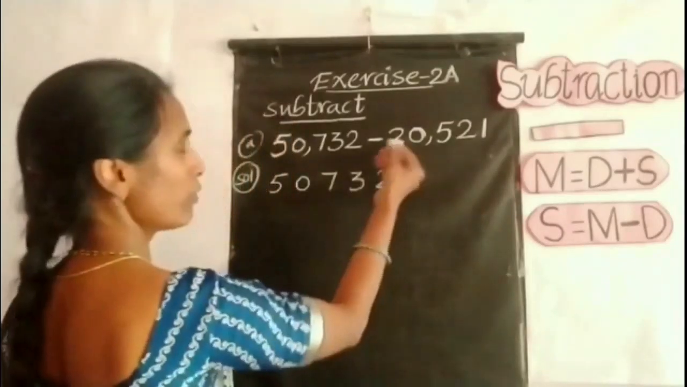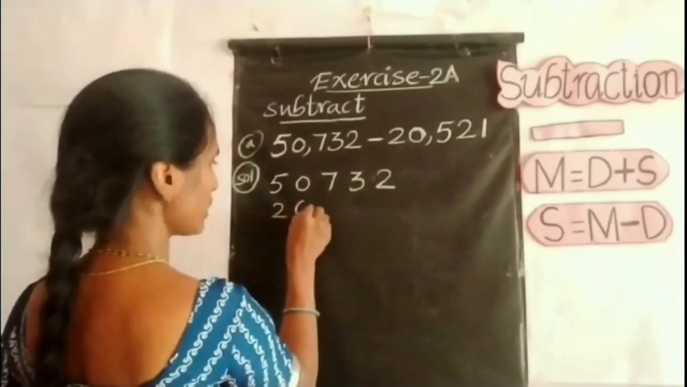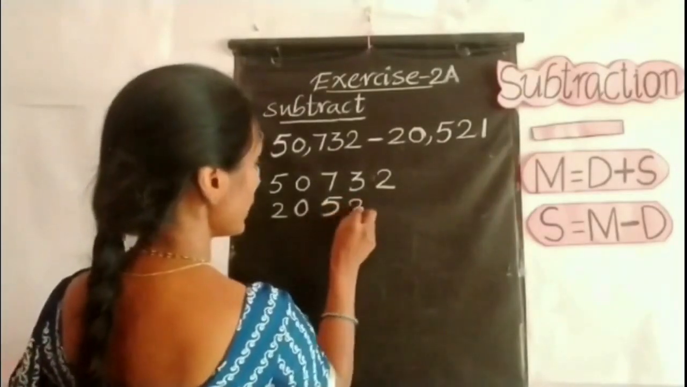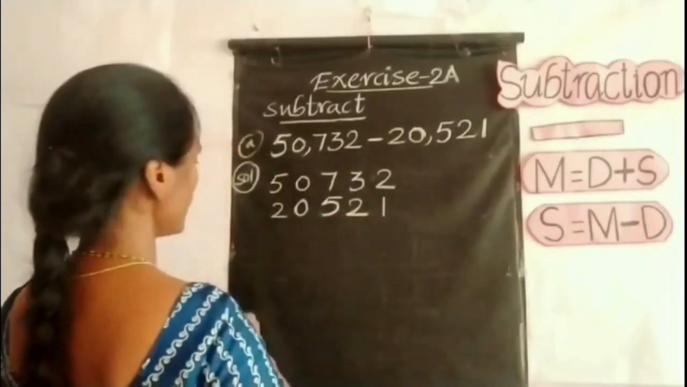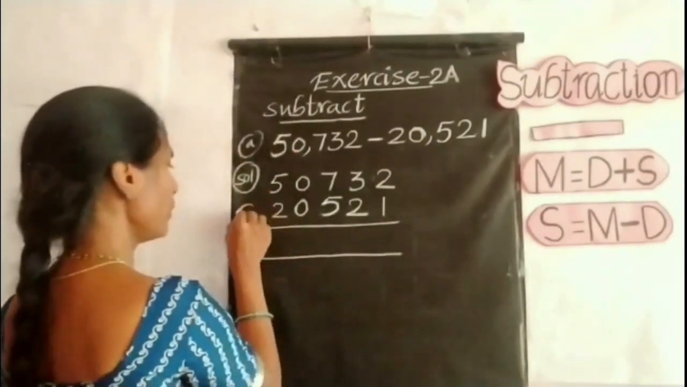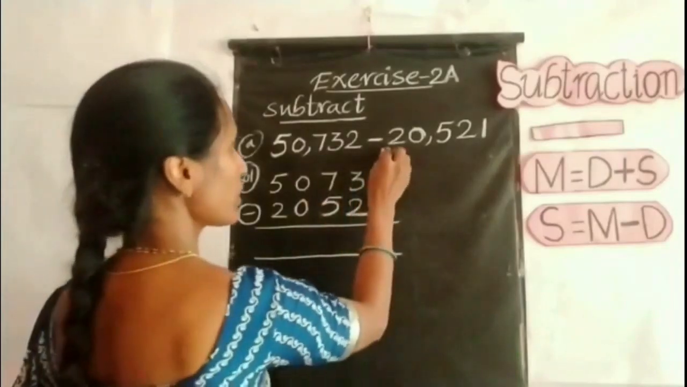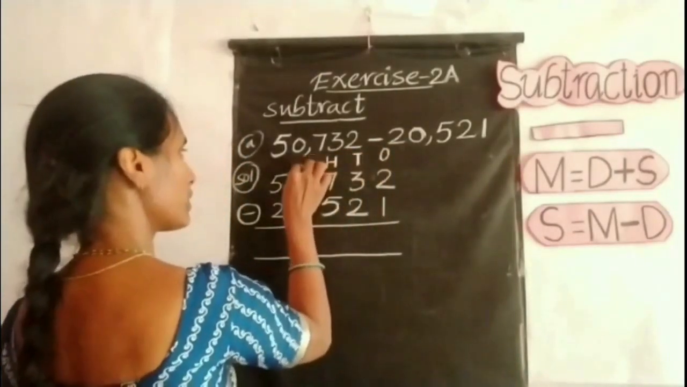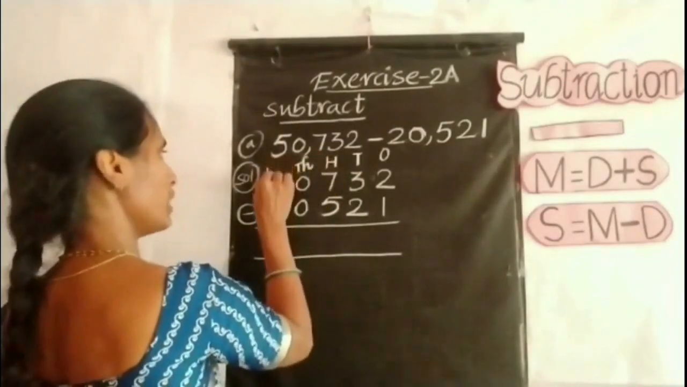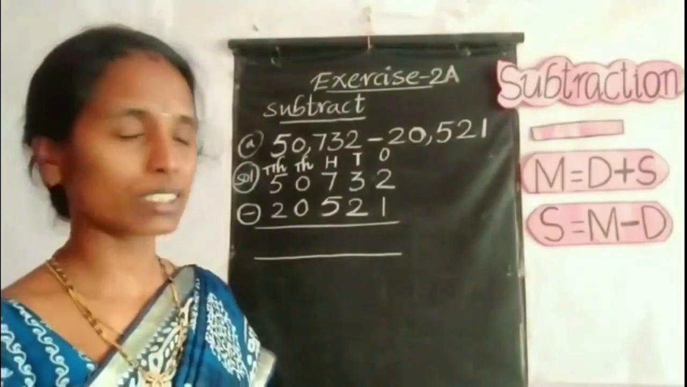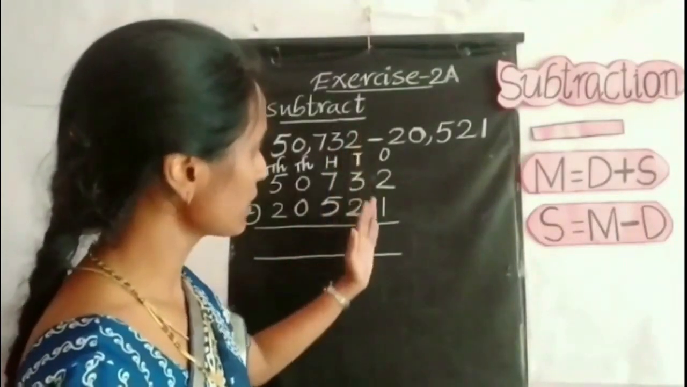50,732. From that, 20,521. Okay, children. So, place the subtraction symbol. How many places are there, children? Ones, tens, hundreds, thousands, 10,000s. If you want to write, you can write the places also. Okay, shall I start? From ones place, we should start subtraction.